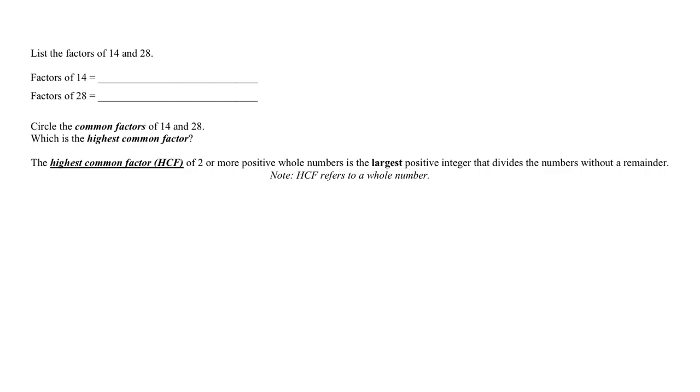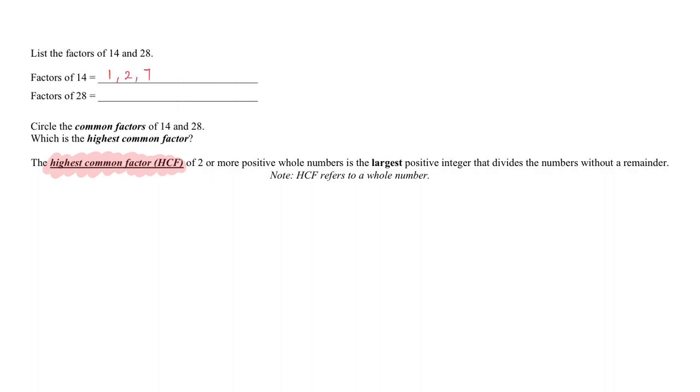Hello everyone, welcome to this video where we are trying to see what exactly is this new term called highest common factor between two or more numbers, okay? So we shall start off with an example. List the factors of 14 and 28. The numbers are small, so it's relatively simple.